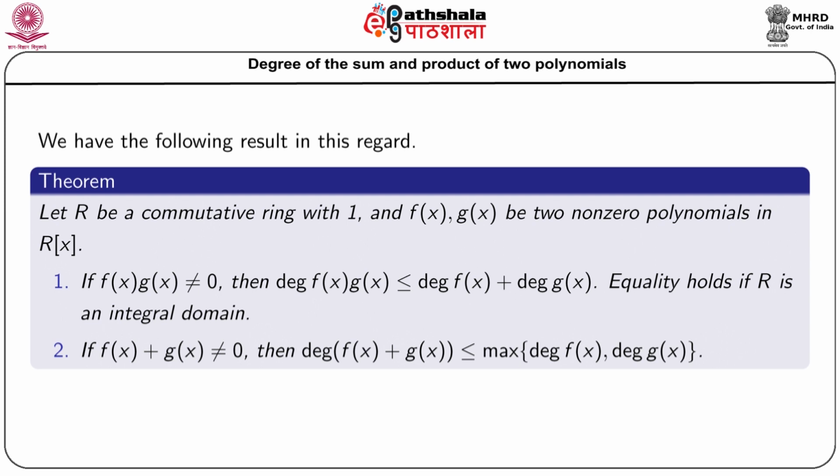Let R be a commutative ring with 1, and f(x), g(x) be two non-zero polynomials in R[x]. If f(x)g(x) is a non-zero polynomial, then the degree of f(x)g(x) is less than or equal to the degree of f(x) plus the degree of g(x), and the equality holds if R has no divisors of 0. And if their sum is a non-zero polynomial, then the degree of the sum is less than or equal to the max of the degree of f(x) and the degree of g(x). We omit the proof of this result here, which can be found in the e-content.